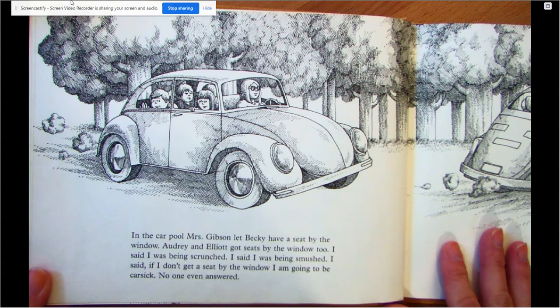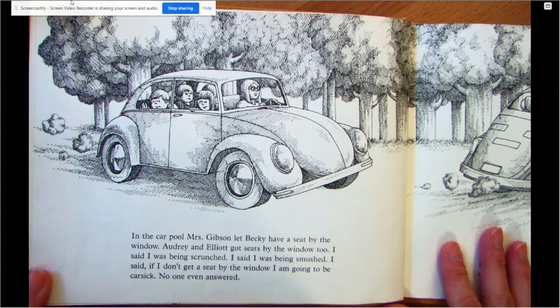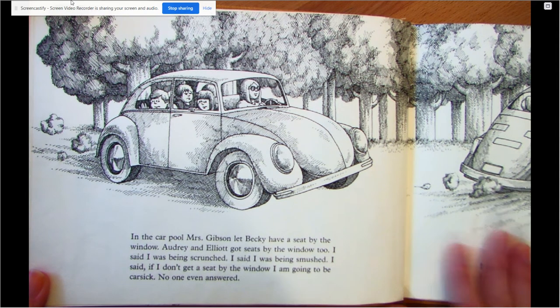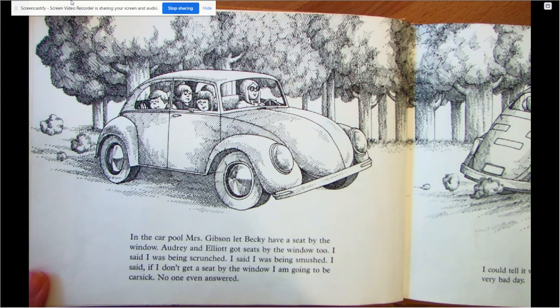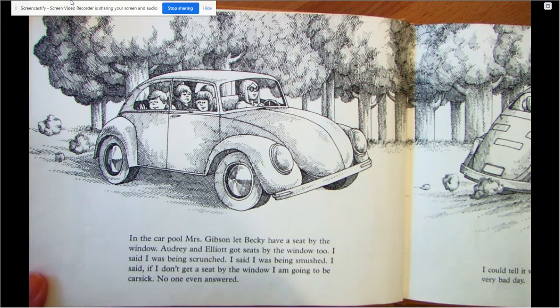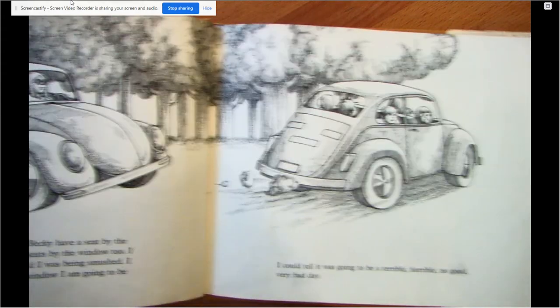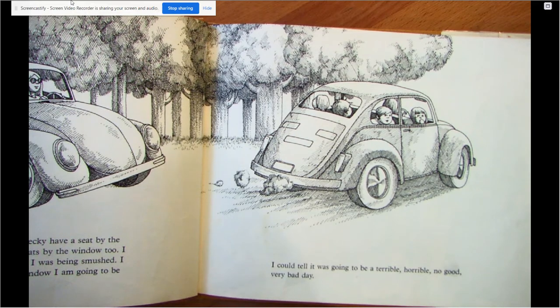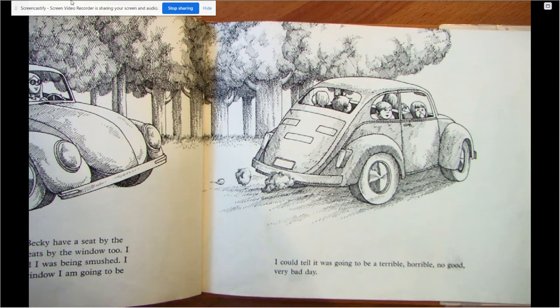In the carpool, Mrs. Gibson let Becky have a seat by the window. Audrey and Elliot got seats by the window too. I said I was being scrunched. I said I was being smushed. I said, if I don't get a seat by the window, I am going to be car sick. No one even answered. I could tell it was going to be a terrible, horrible, no good, very bad day.